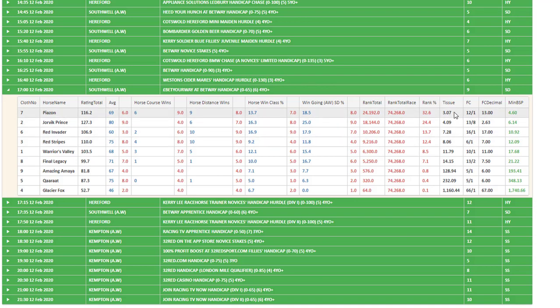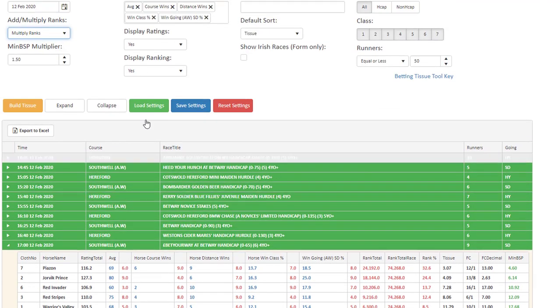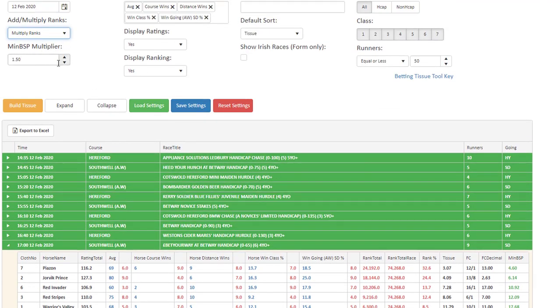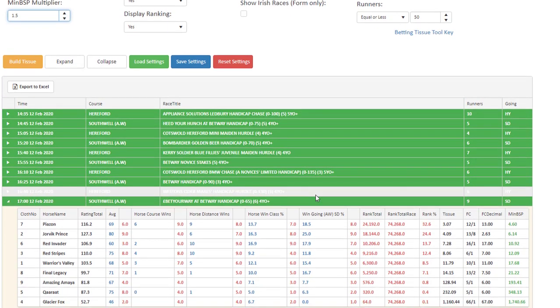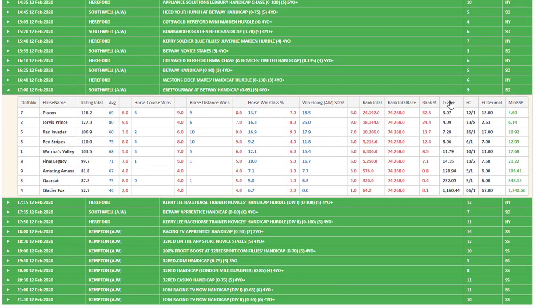And this is calculated by increasing the tissue price by whatever number you decide to choose. This is the minimum BSP multiplier number, and you can play around with this number as much as you like, but I have this set to 1.5. So this means that we are going to take our tissue price and multiply it by 1.5, or increase it by 50%, to make sure that we gain even more value than what our calculation tells us.